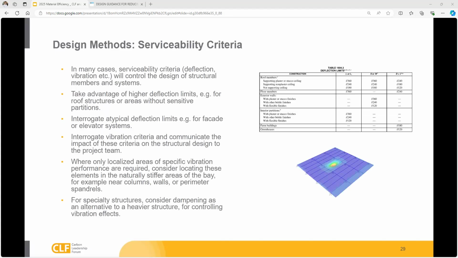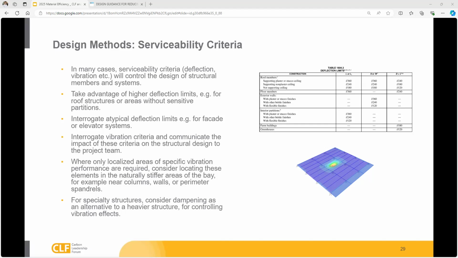So in a similar vein, serviceability criteria. In many cases, serviceability will control the design. So make sure to take advantage of higher deflection limits. For roof structures, for instance, roof structures can deflect more, and occupants will still be comfortable. So make sure to be aware of those and to use those and interrogate atypical deflection limits. If you believe there is a facade deflection criteria, make sure that you fully understand what that criteria is and you're applying it correctly, for instance.